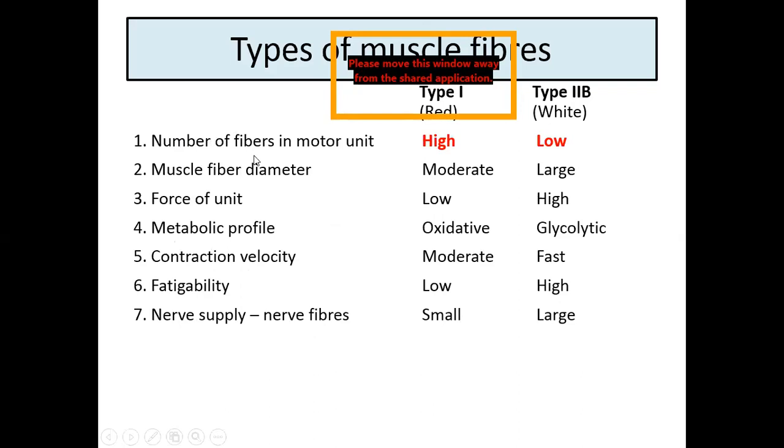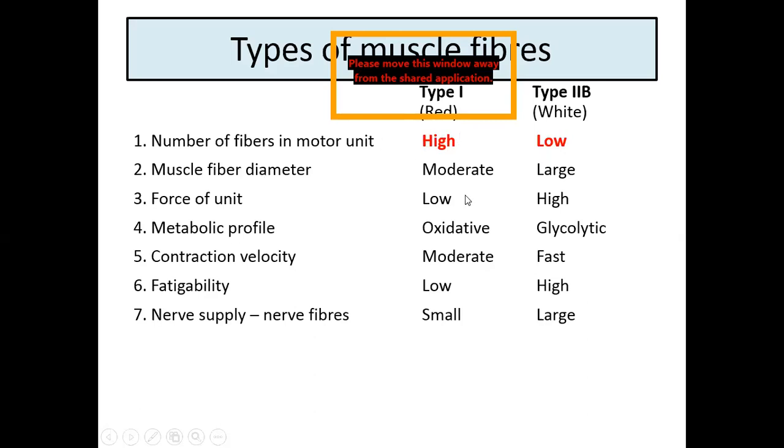If you look at the number of fibers in the motor unit, type 1 has a high number of fibers in the motor unit and type 2 has low. I think you need to correct this in your slides; I think I have written it the opposite way. If that is so, please correct it. It is high in type 1 and low in type 2B fibers. So there are more fibers in the motor unit in type 1 and fewer in type 2B, so smaller motor units and larger motor units.